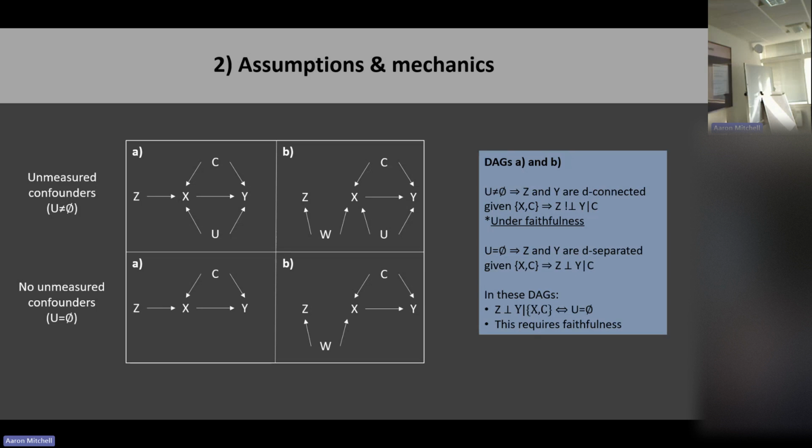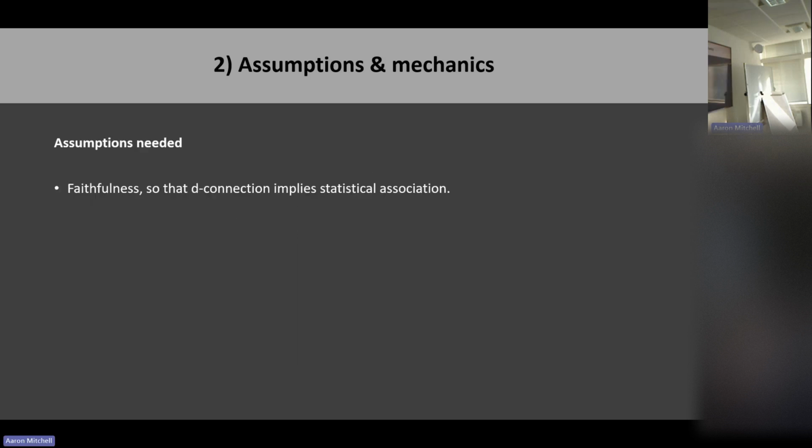When I have d-separation, I have independence. When I have d-connection, I have association, if I assume that my DAG is faithful. So that's the first assumption I need to make. I need to assume faithfulness. So the first assumption that we need is faithfulness, so that if we have d-connection, we have statistical association.